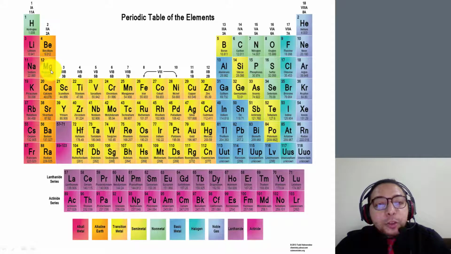Magnesium is a softer metal. Physical property is softer. You can bend a piece of magnesium, as you're going to see in the lab, while the iron is very hard. You cannot bend an iron with your own hand.